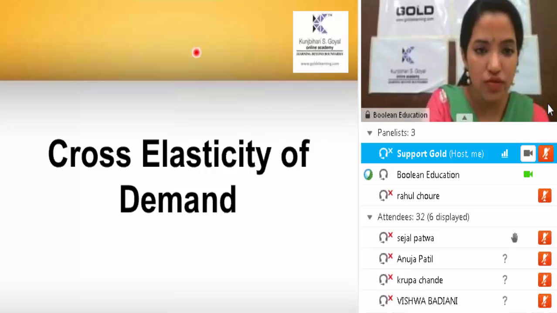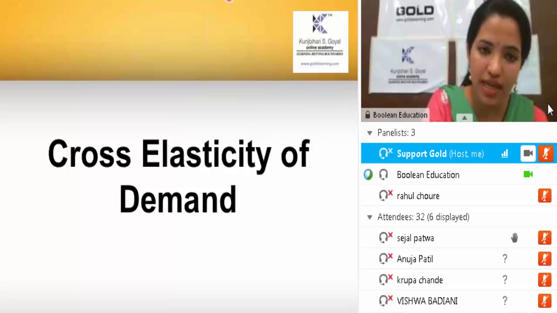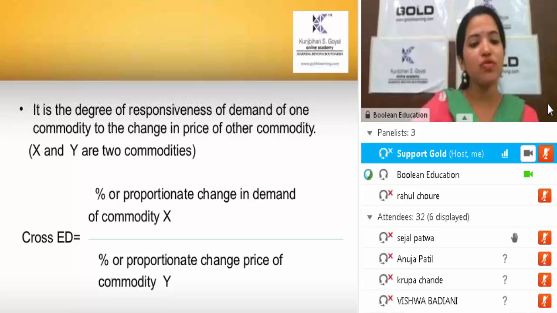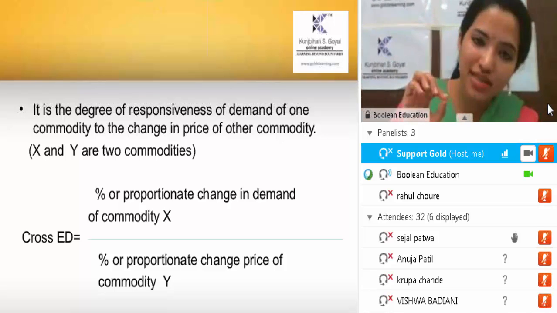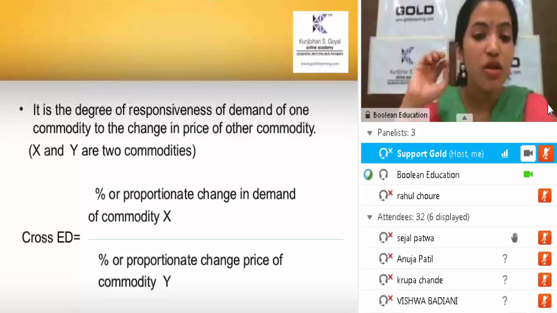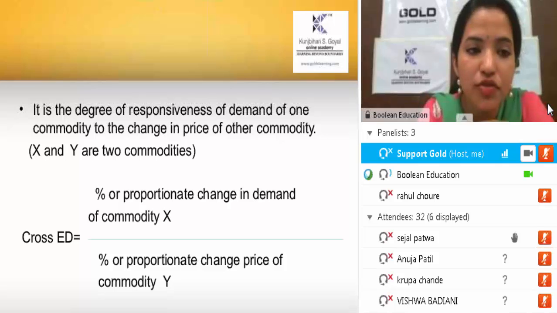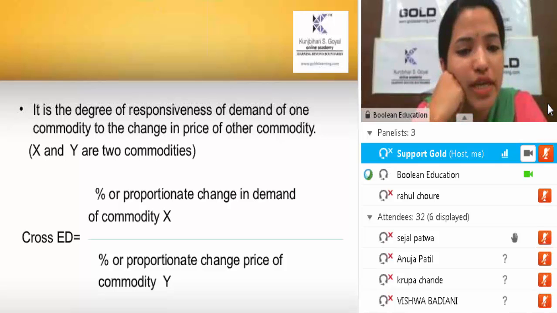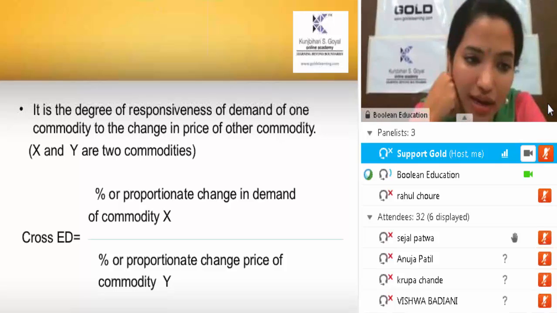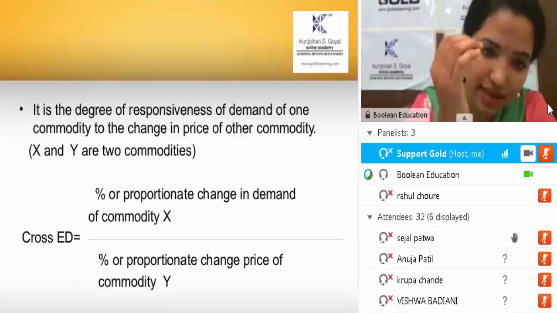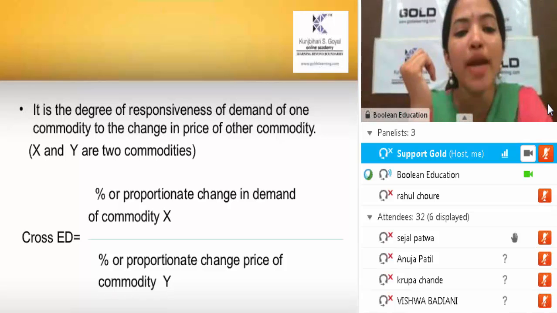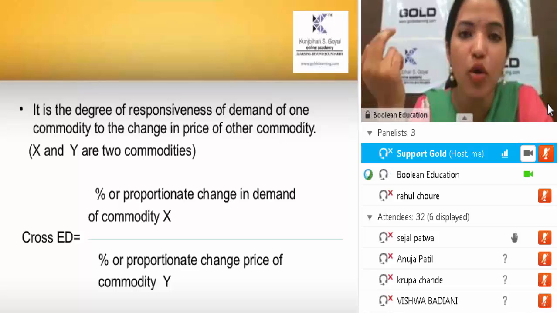So we will consider two commodities, commodity X and commodity Y. We have two commodities, one is commodity X and second one is commodity Y. So हम consider करने वाले commodity X का demand and commodity Y का price. Let's look at the formula. It is the degree of responsiveness of demand of one commodity, that is commodity X, to the change in price of the other commodity, that is commodity Y. Correct?